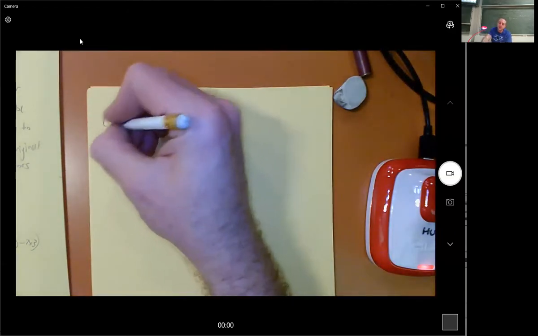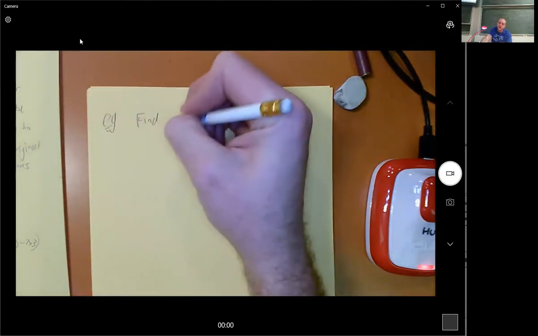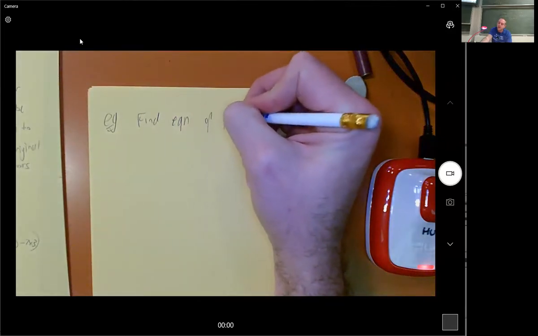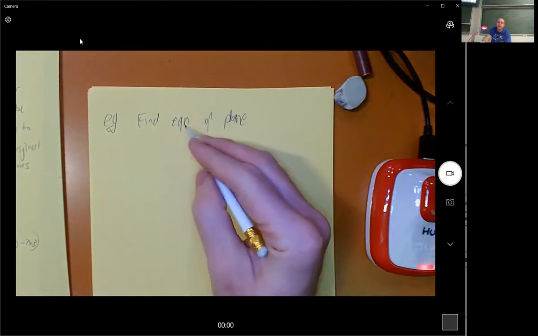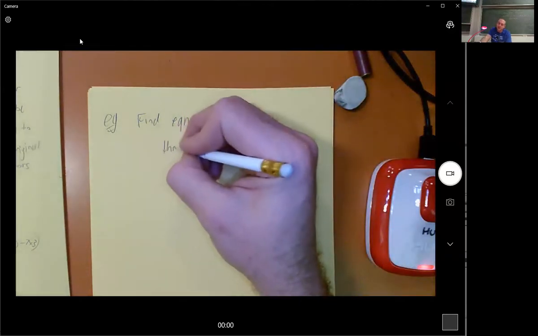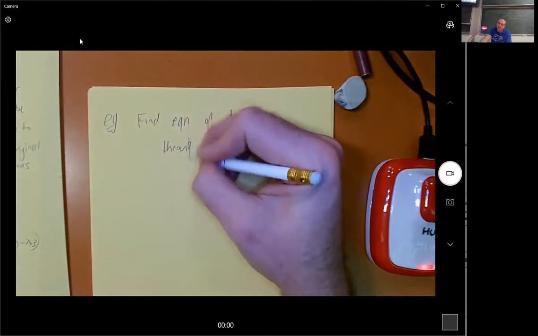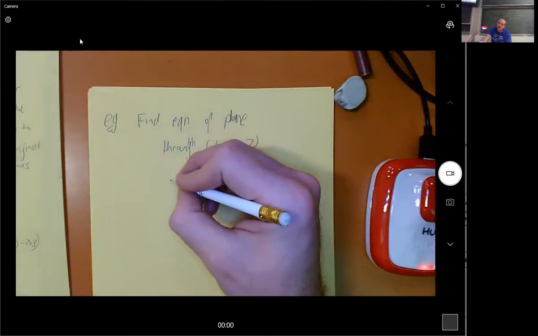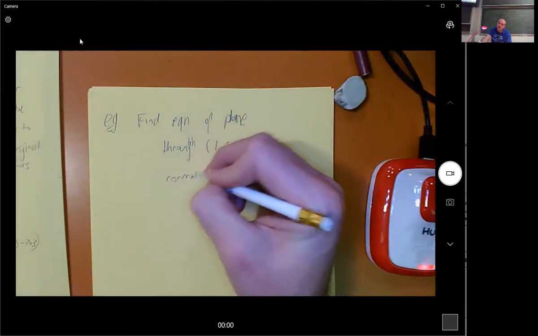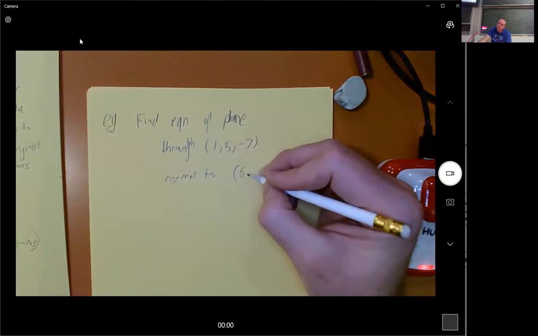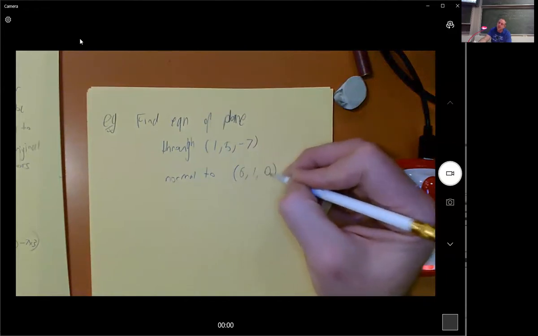So let me just talk about this. I'm going to do some examples. Find the equation of the plane. That's my short version of equation. It's just EQ and then N. Find the equation of the plane through the point 1, 5, minus 7 and normal to 6, 1, 0.